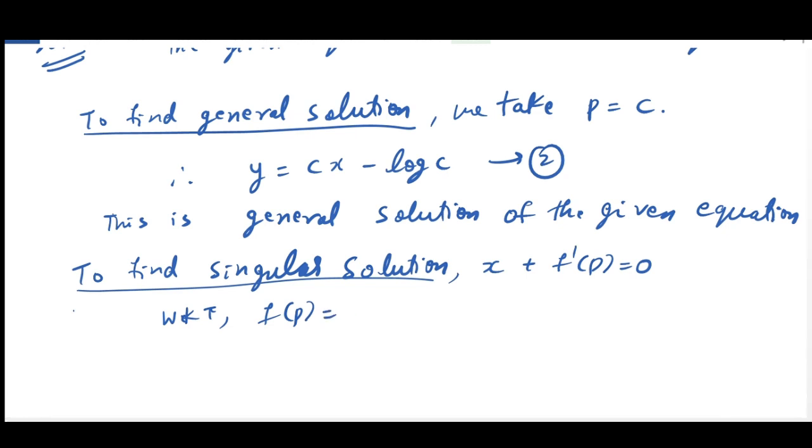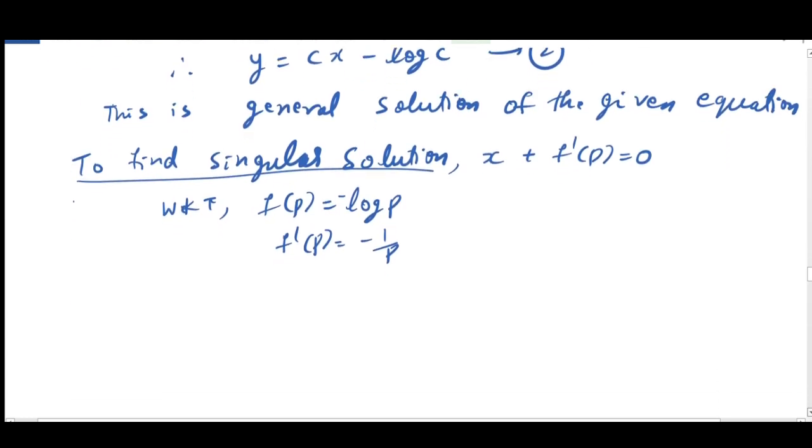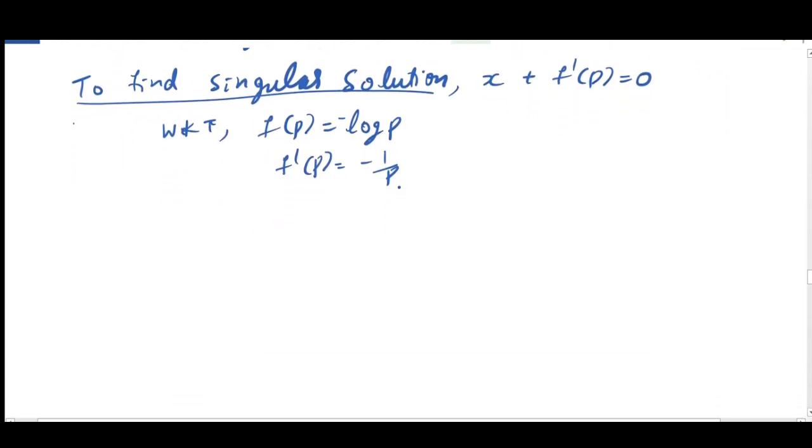Yes, log p. Very good. That's it, f of p is log p. Then what is f dash of p? Sir, minus log p, I think. Okay, tell me what is f dash of p? Minus 1 by p. Very good, excellent, correct answer. You are understanding the online class. So f dash of p is equal to minus 1 by p. Therefore, substitute in this equation. Therefore, x minus 1 by p is equal to 0.